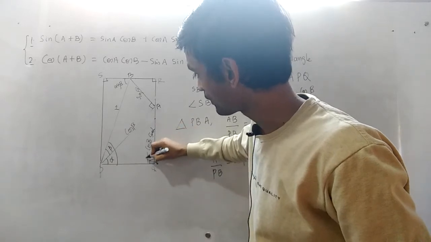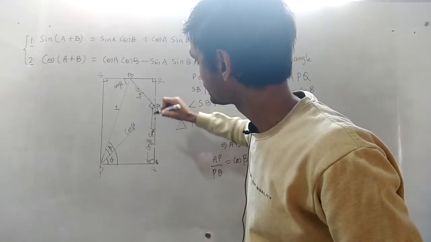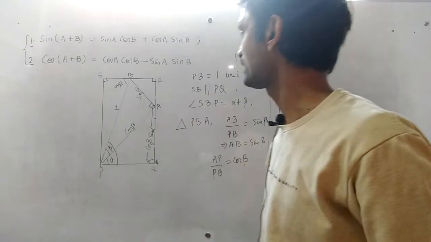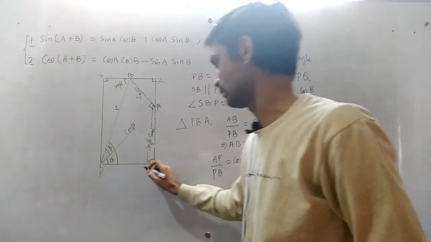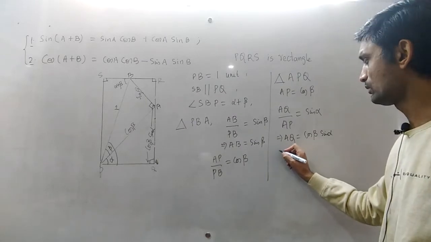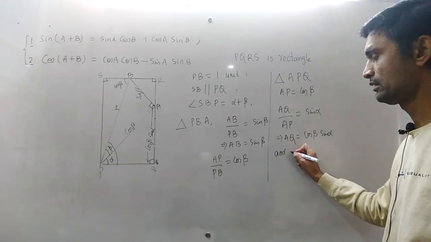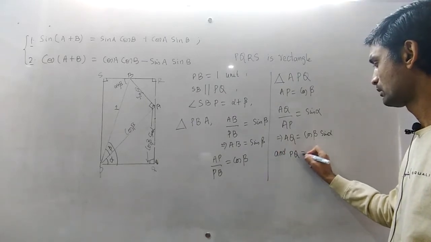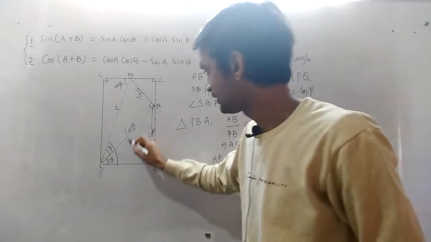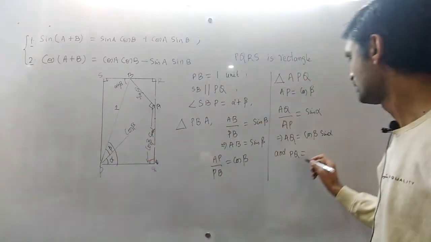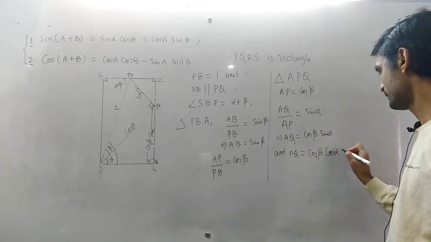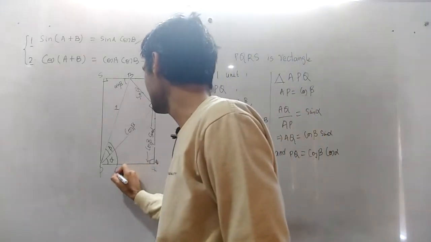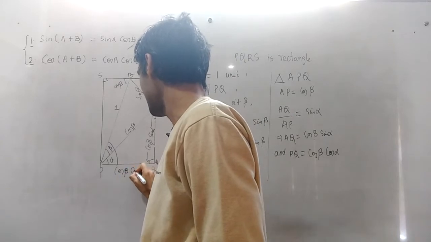This length from here to here is cos beta sin alpha. And what about this length? So PQ. Again, this is cos beta cos alpha, right? So this length is cos beta cos alpha.